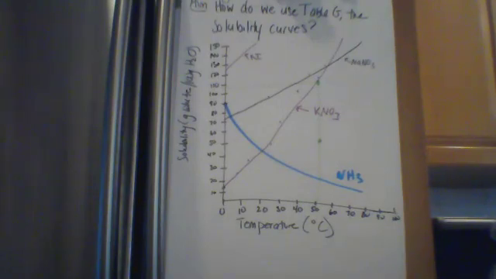Okay? So similarly, let's say I had a saturated solution of KNO3 at 40 degrees Celsius. So if you have Table G, I'm going to grab my Table G for a minute.